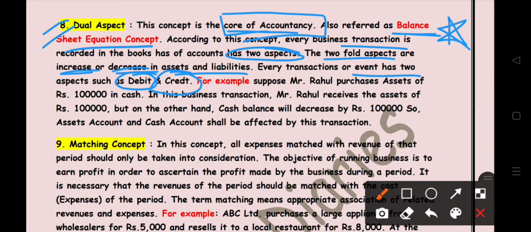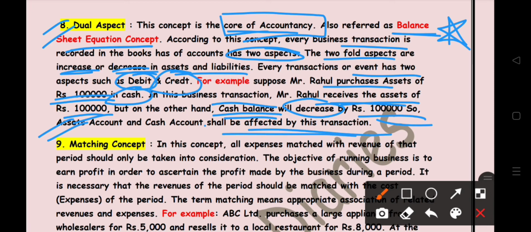For example, suppose Mr. Rahul purchases an asset of rupees 1 lakh in cash. In this business transaction, Mr. Rahul receives the asset of rupees 1 lakh, but on the other hand the cash balance decreases by rupees 1 lakh. So the asset account and the cash account shall be affected by this transaction.